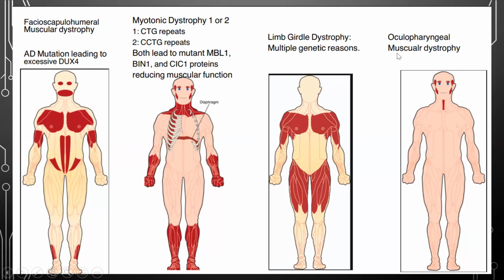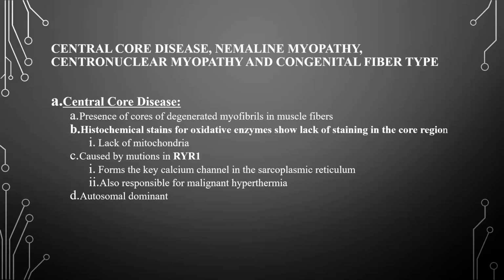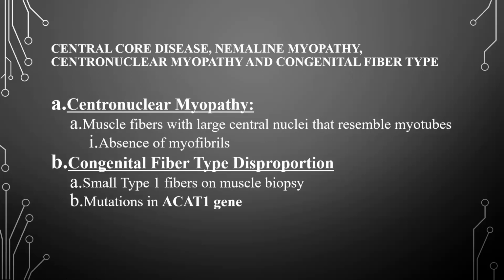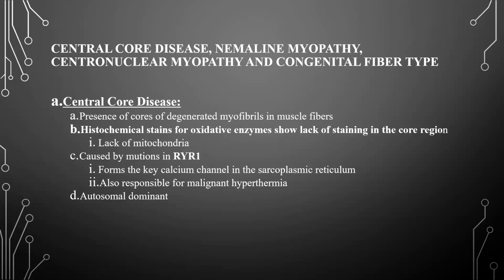And just be able to distinguish where each one of these is taking place. If I said winging scapula, you should be able to go straight to facioscapulohumeral muscular dystrophy. This is a pretty good summary slide for these dystrophies. These are also low yield right here, but I just put them all here.